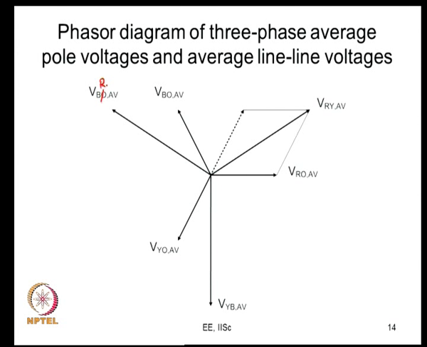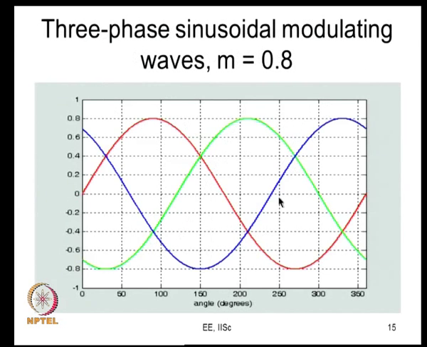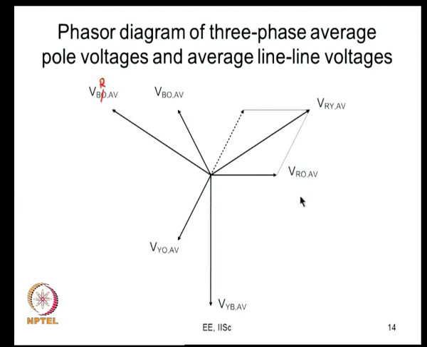This should be VBR average. Thank you. So, you want these line-to-line voltages to be sinusoidal. One way of ensuring this, but not necessarily the only way, is to make sure that VRO average, VYO average and VBO average are sinusoidal, as shown by these phasors.